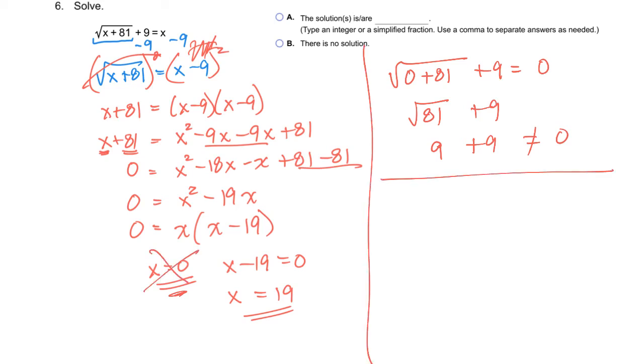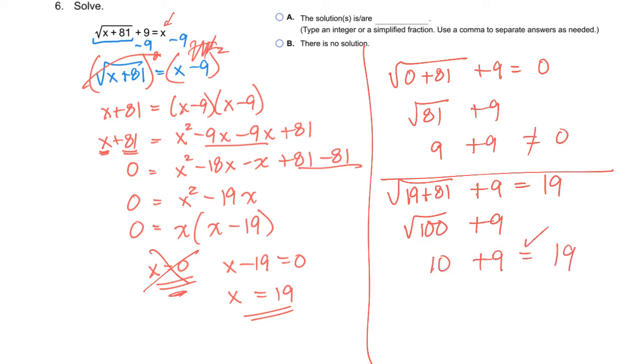Let's try the other one. The square root of 19 plus 81, plus 9, is equal to x on this side, which is 19. 19 plus 81 is 100. The square root of 100 is 10. 10 plus 9 is 19. Right on. So that is the correct answer.